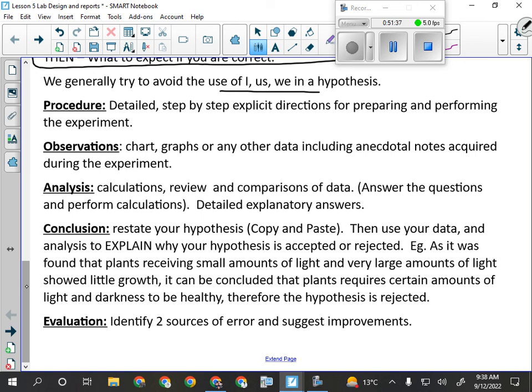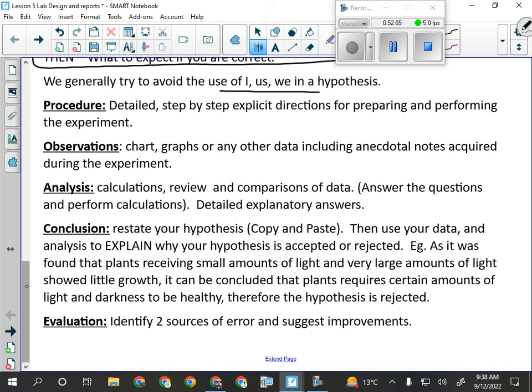Now, the worst thing that can happen here is you go, my hypothesis was right. Is a hypothesis ever right? Actually, it's not. It can be accepted. Doesn't mean it's right. Okay? There's always something, you know, this can be accepted, however, this and that. Okay? So never say I was right or I was wrong. You're gonna get like 1 out of 4 for that.